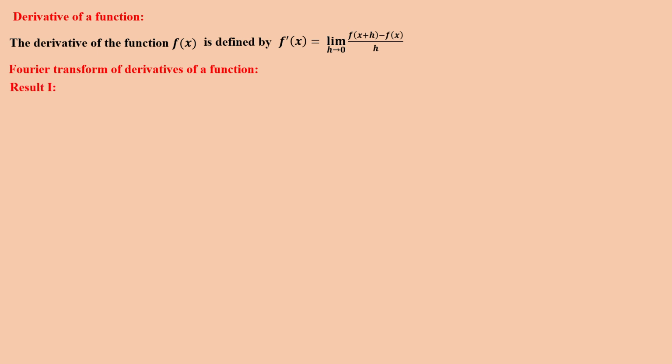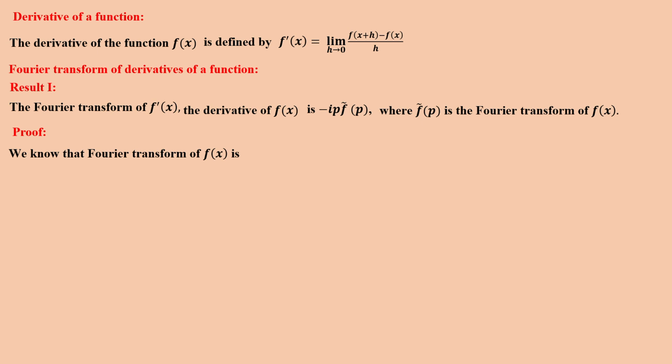We are going to see three results. So this is the first result. The Fourier transform of f dash of x, that is the derivative of f of x, is minus ip f bar of p. F bar of p is the Fourier transform of f of x.